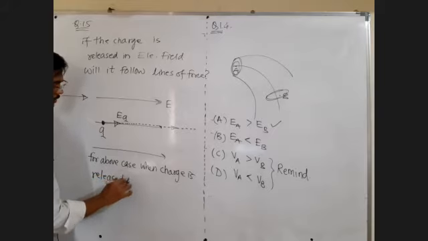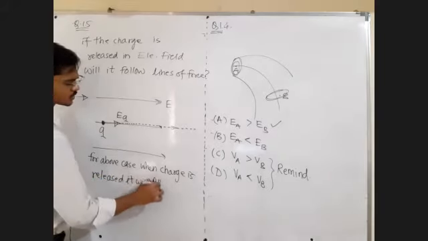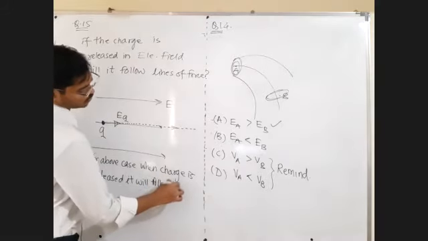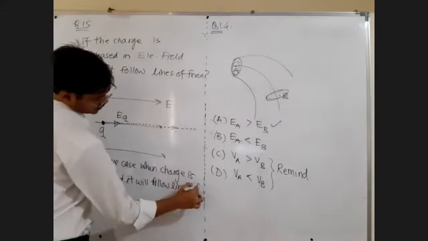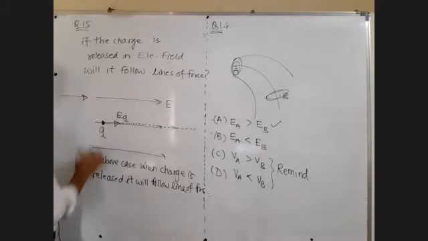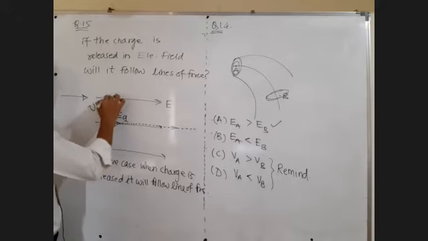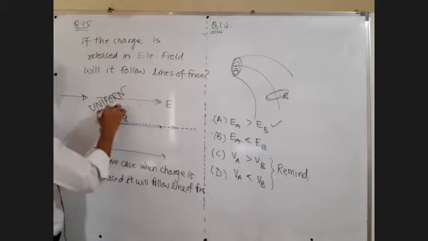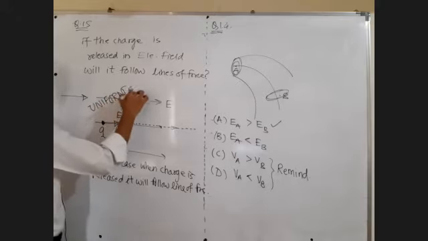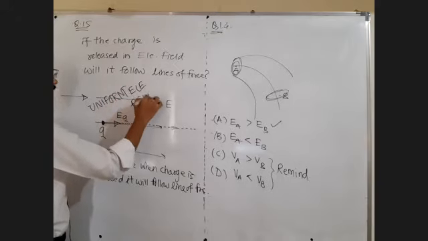Charge is released, it will follow line of force. Fine. This is a uniform electric field. Okay. Write down. For the above case, which is this case? This is the case of uniform electric field.